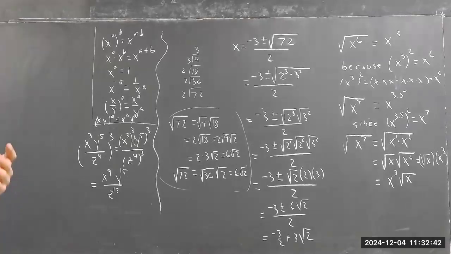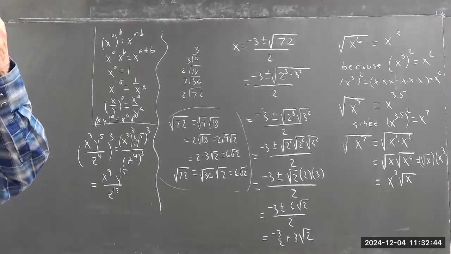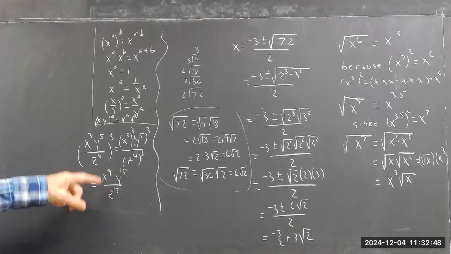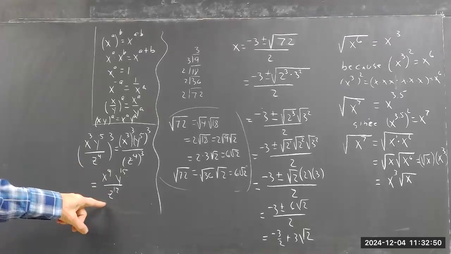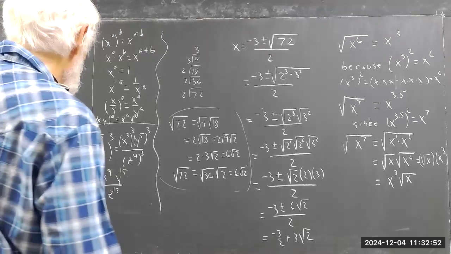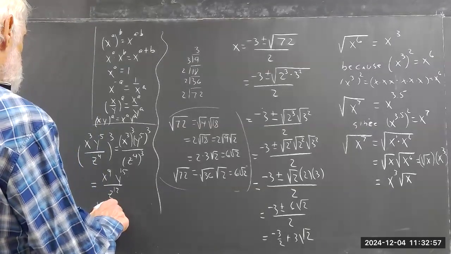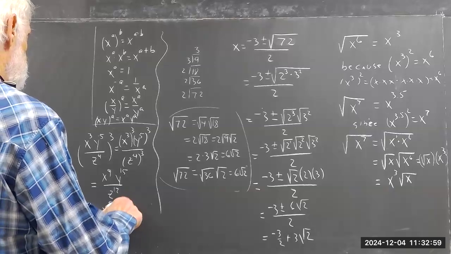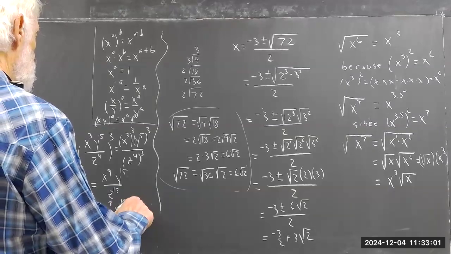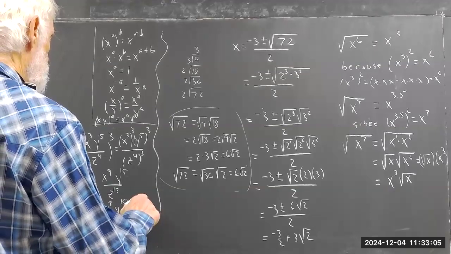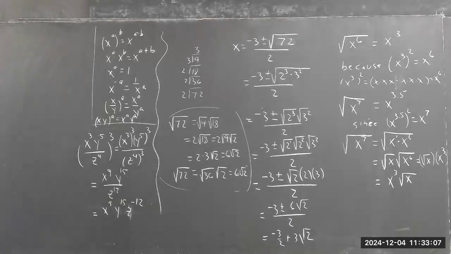Now, one thing that I will ask, and that Open Math asks, there are two forms I could put this in. I could write this as x to the 9th, y to the 15th, z to the minus 12th. Does that make sense?